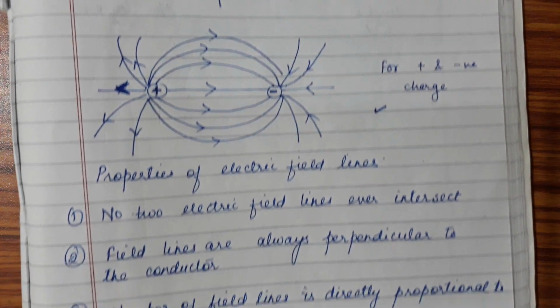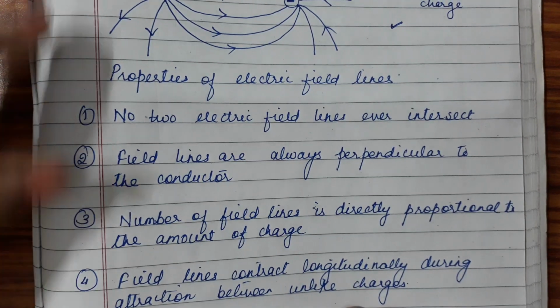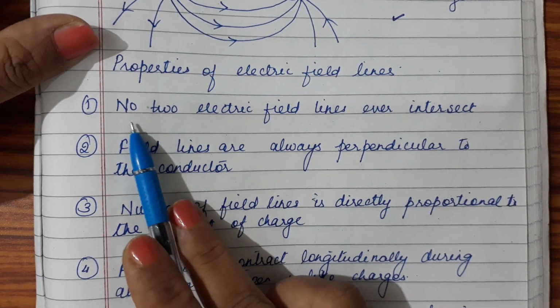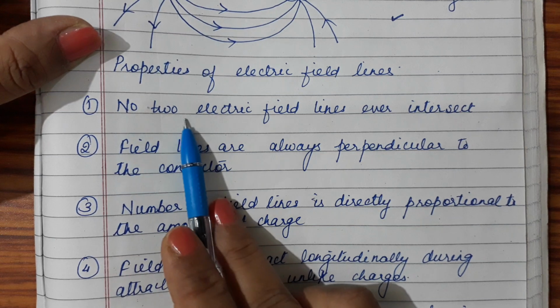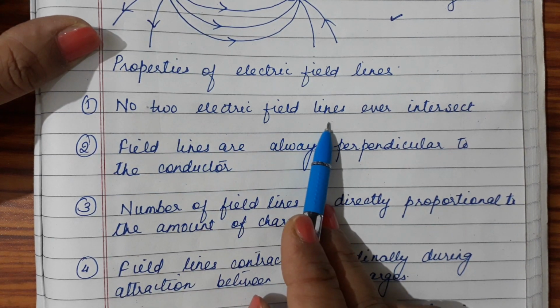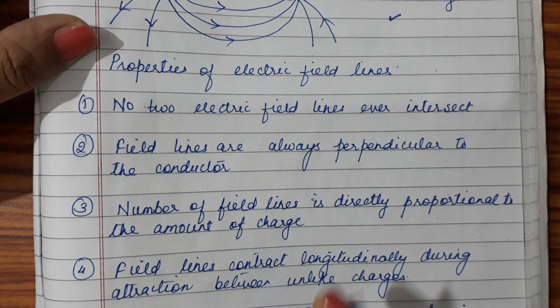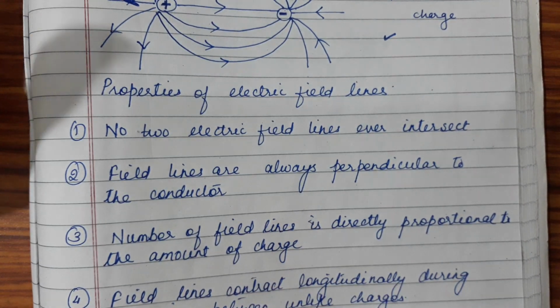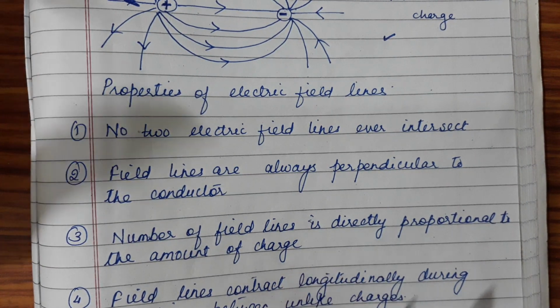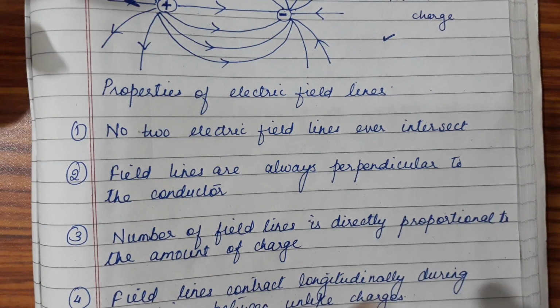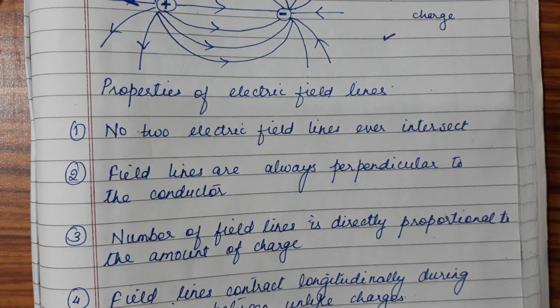Next are the properties of electric field lines. The first property is that no two electric field lines ever intersect. It means that if there is an electric charge emitting electric field lines, suppose this is a positive charge, no electric field lines will intersect. Why will they not intersect? Because the electric field lines actually give the direction of the electric field.